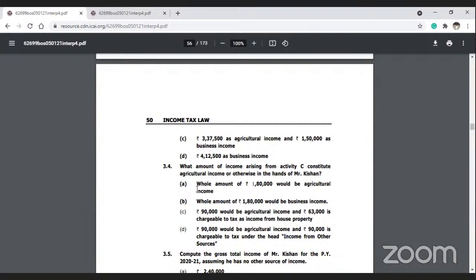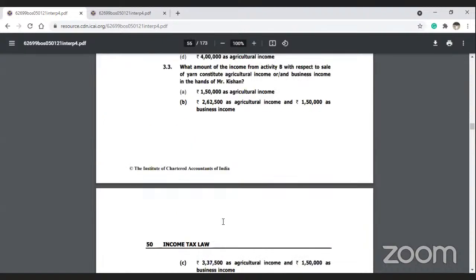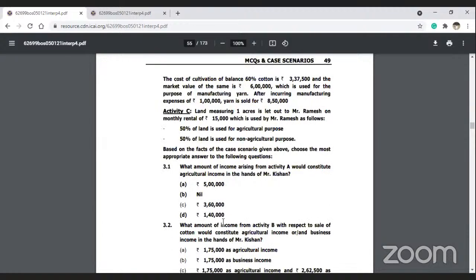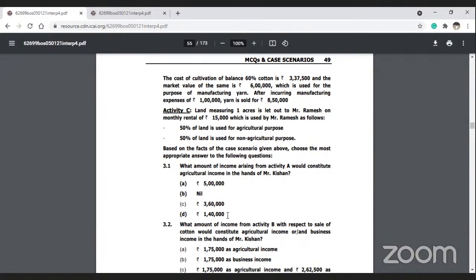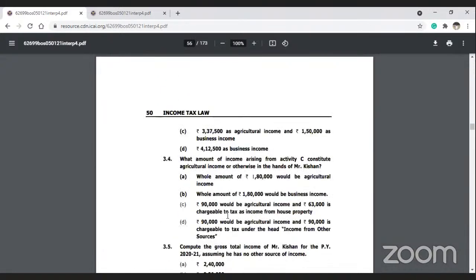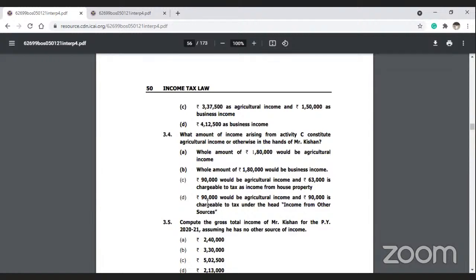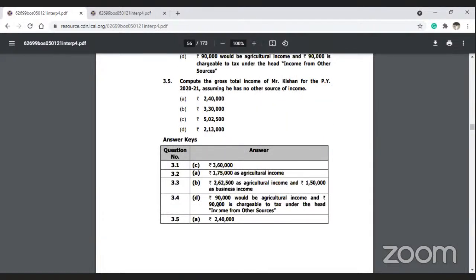There are two options. The whole amount of 1,80,000 as agri income, no. The whole amount of 1,80,000 as business income, no. 90,000 would be agriculture income, that would be option C? Why would house property come? It's land, so house property won't come. Option D will come, other sources. 90,000 would be agri and 90,000 would be income from other sources. Option D.